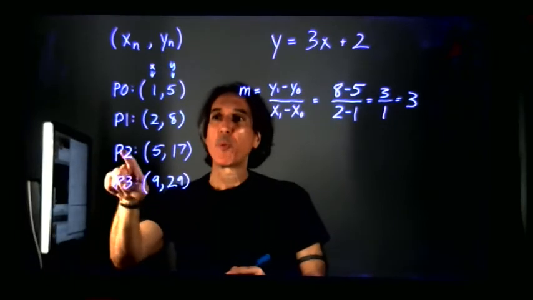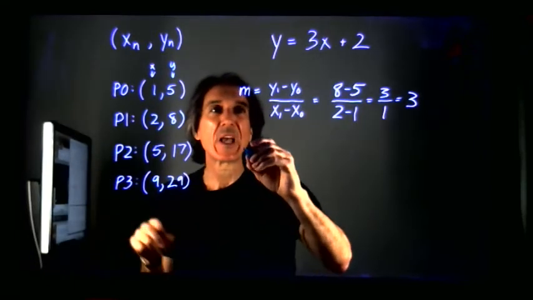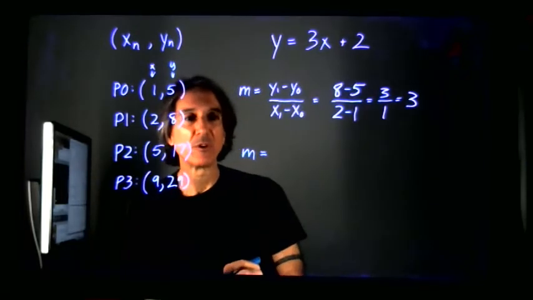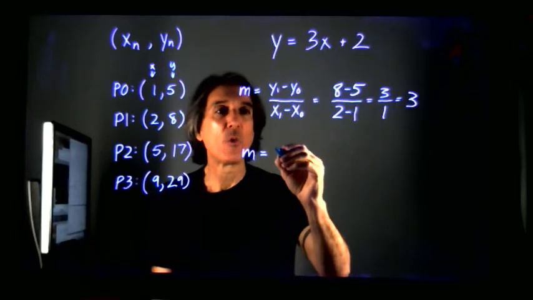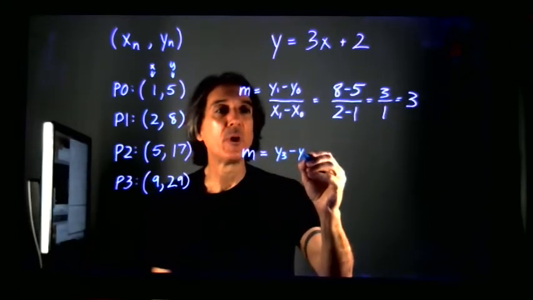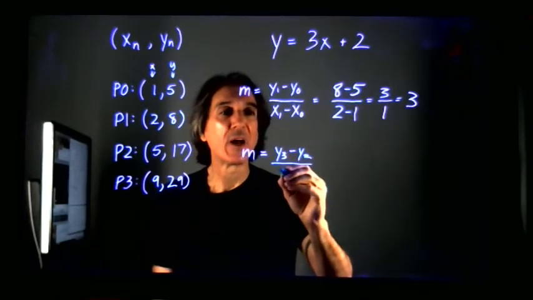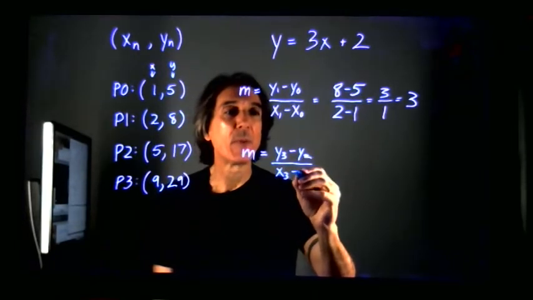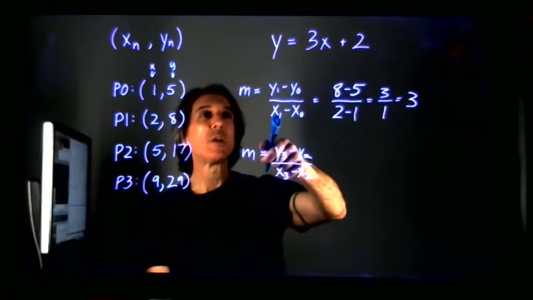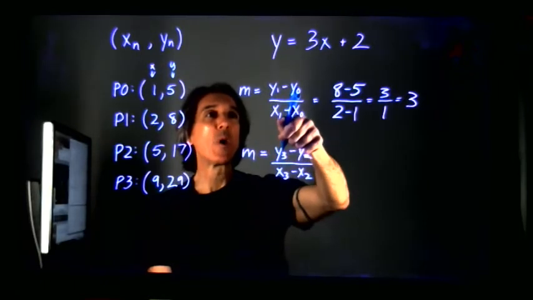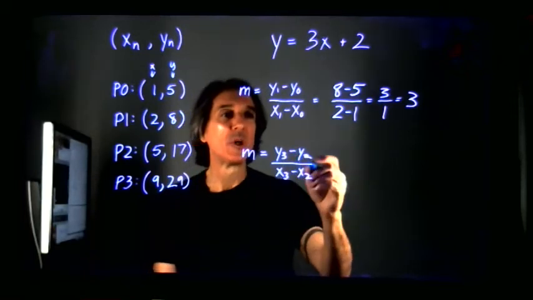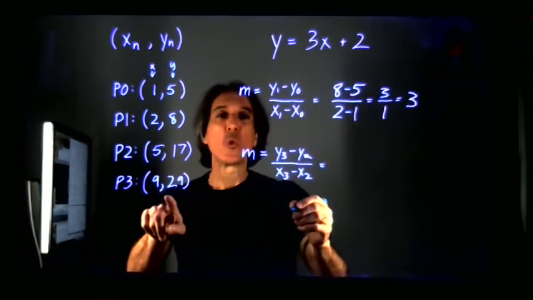Let's take a look at points P2 and P3. And we're going to calculate the slope for those two values also. This is going to be y3 minus y2 divided by x3 minus x2. Notice the subscripts always agree. We had x1 and y1, we have x0 and y0, we have x3 and y3, and x2 and y2. This is important. So we're just going to plug the values in here.